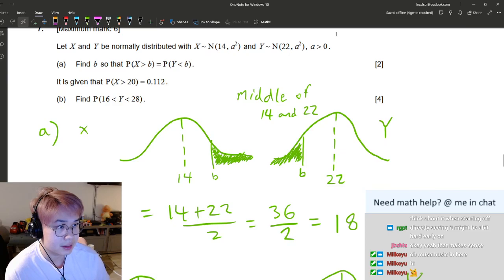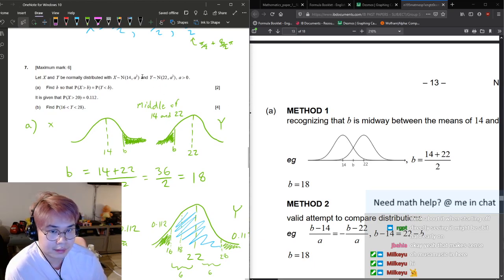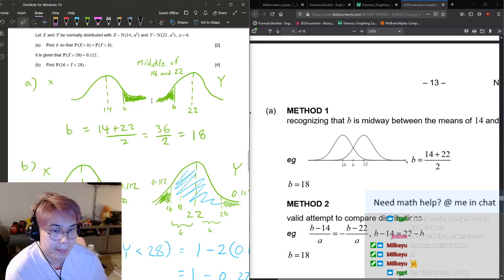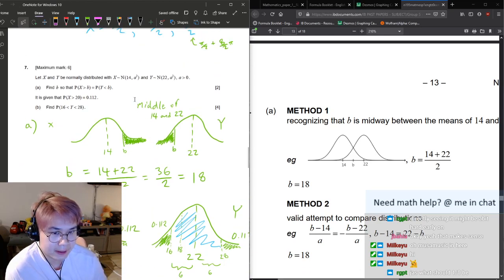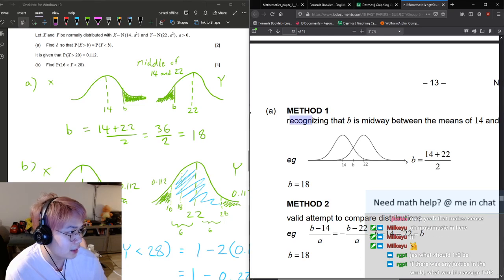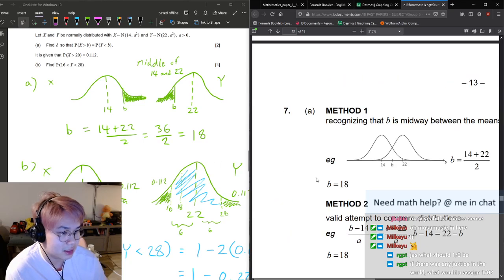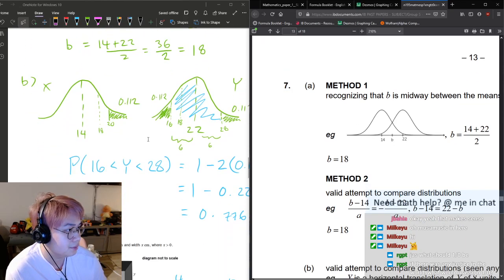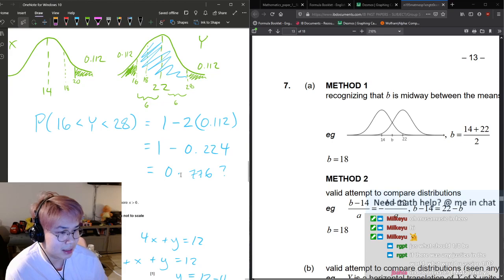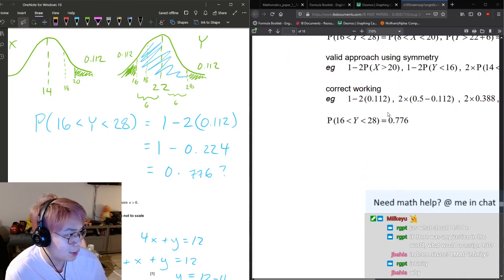Okay, back to checking my answers. So I had two distributions, and given what they said, we deduced B should be in the middle of 14 and 22. So it says right there, recognizing that B is between 14 and 22. So 18, which is what I got. And then we had to do a little bit of picture to understand what this is asking. And I got 0.776, and they also have 0.776.